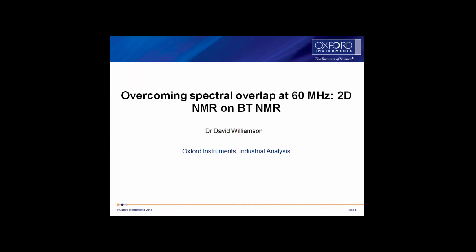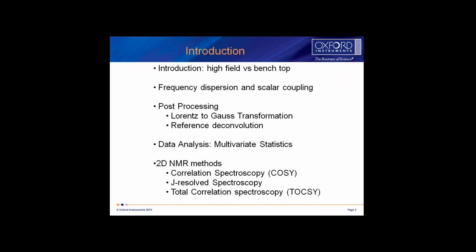Afternoon is something that's a little bit of an elephant in the room for benchtop NMR. This is the issue of the reduced frequency dispersion due to the lower magnetic fields and the resulting spectral overlap. During the course of the webinar, I'll touch on the differences between high field and benchtop NMR, especially related to the frequency dispersion and the scalar couplings.